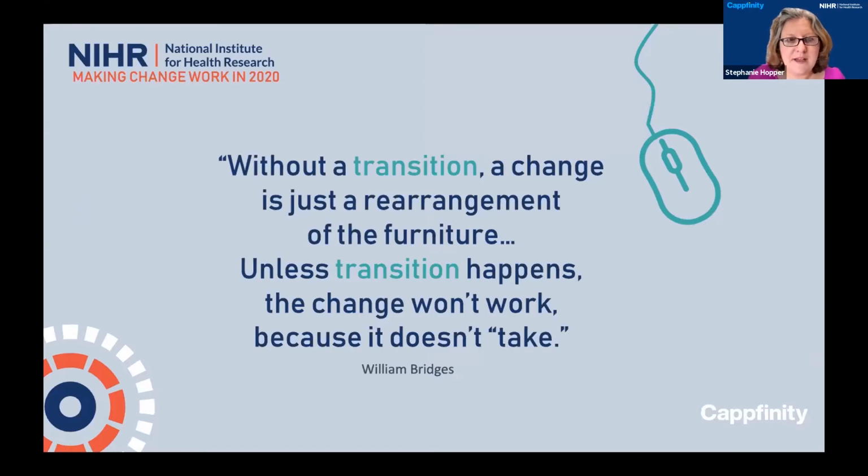Without a transition, a change is just a rearrangement of the furniture. Unless transition happens, the change won't work because it doesn't take. This quote is from William Bridges, a renowned authority on change and transition, who spent his career transforming the way people think about change. His pioneering research into the role of transitions in change still works as a methodology to guide organisations and individuals. For example, the mouse move experiment we just did was literally moving the furniture. And I'd hypothesise that all of you have moved your mouse back to where you started with it. The change didn't take. And why is that?